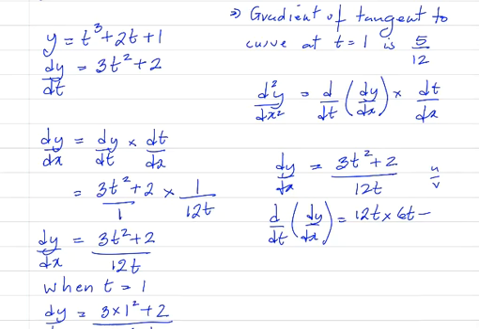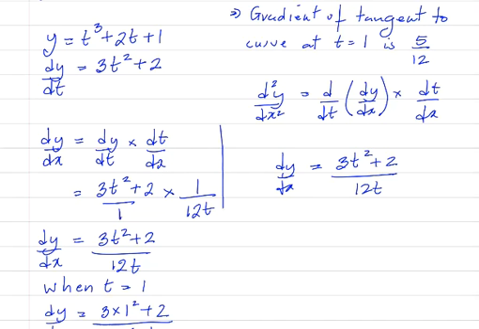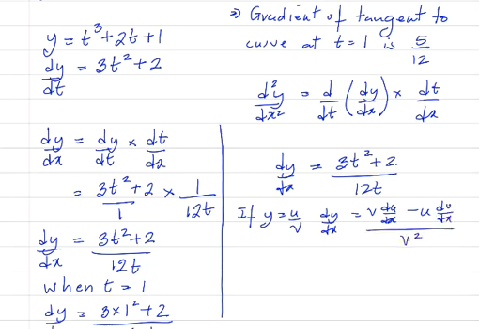Right, let's create a little bit more space. Let's just remind ourselves a little. If y is equal to u over v, dy by dx would be equal to v du by dx minus u dv by dx all over v squared.